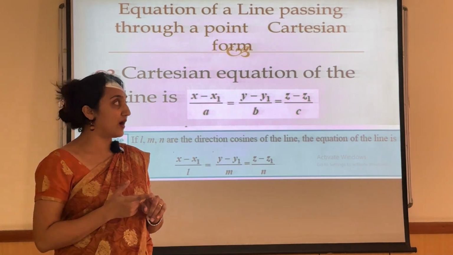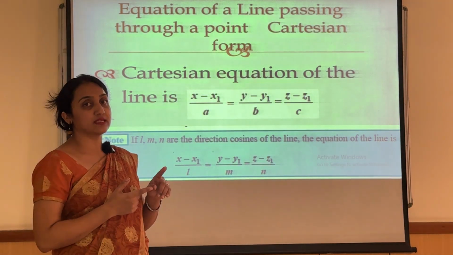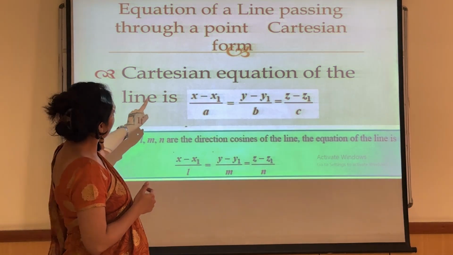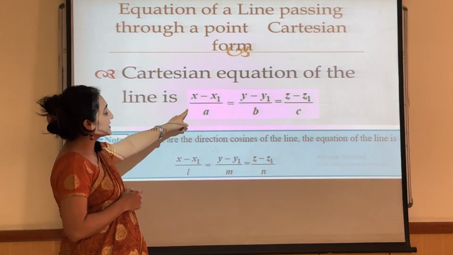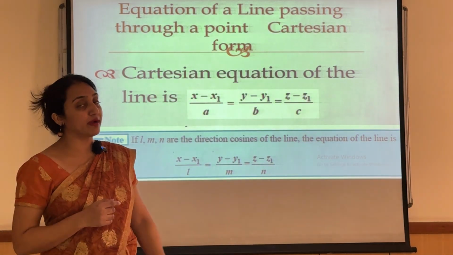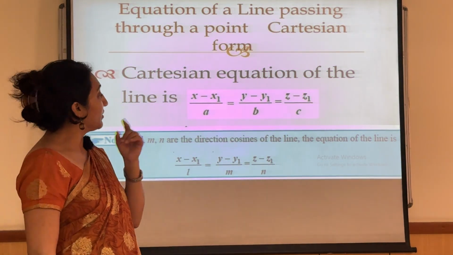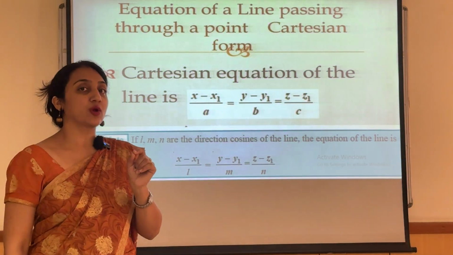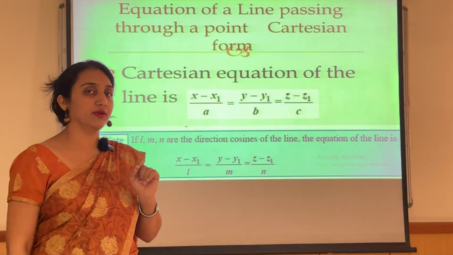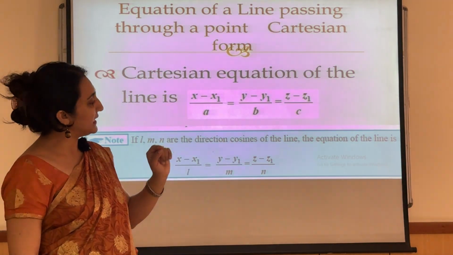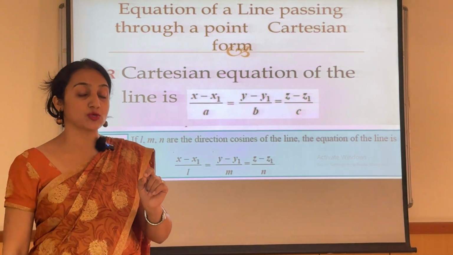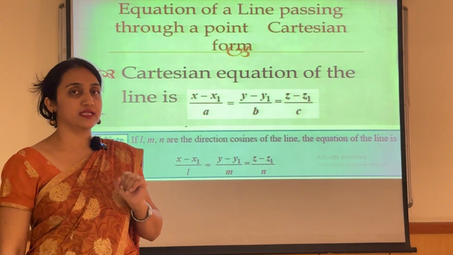What was that? Vector r equals a plus lambda times vector b, and we have made this equation as well. It is (x minus x1) upon a equals (y minus y1) upon b equals (z minus z1) upon c. Now what are these x1, y1, z1? These are the coordinates of the point that will be given to us. What are these a, b, c? A, b, c are the direction ratios of the vector to which the line is parallel.